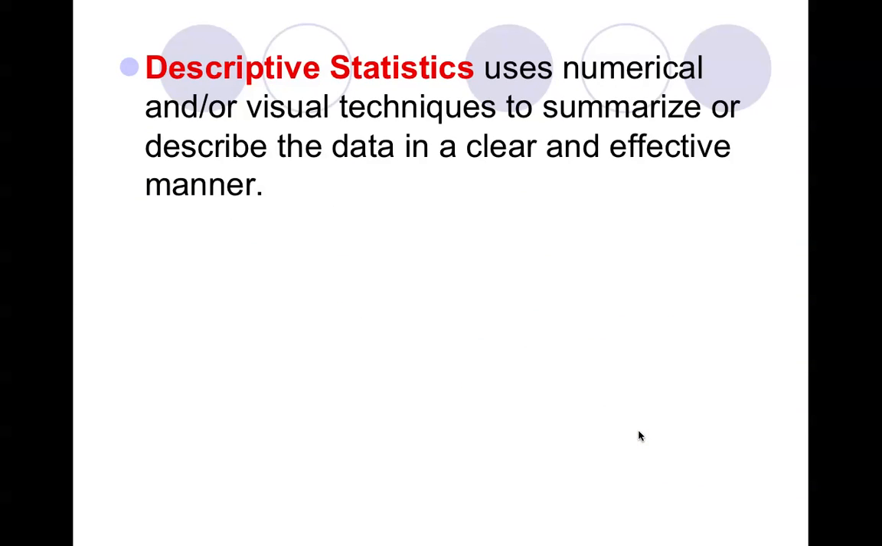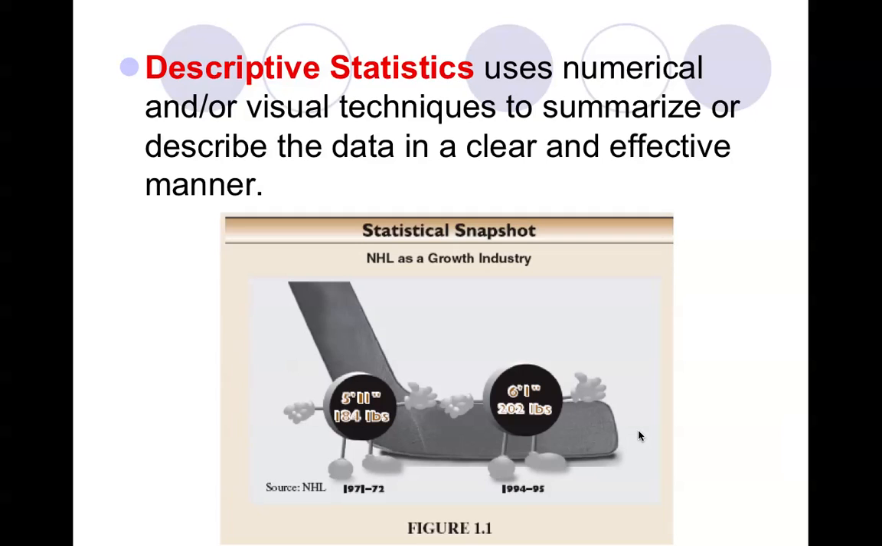Okay, descriptive statistics uses numerical and/or visual techniques to summarize or describe the data in a clear and effective manner. So here's an example of descriptive statistics. This is in your textbook. It's figure 1.1 from chapter 1. There's a picture of a hockey stick and two hockey pucks. Beneath the two hockey pucks are dates. So we have 1971-72, 1994-95. Now, the hockey puck above 1971-72 says 5'11", 184 pounds, and the hockey puck above 1994 says 6'1", 202 pounds. The title, NHL, National Hockey League as a Growth Industry.